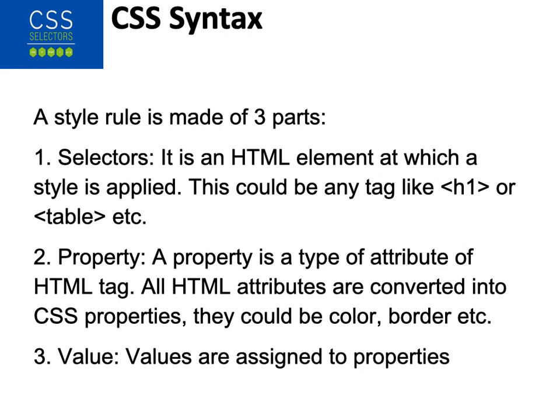Property is a type of attribute of HTML tag. All HTML attributes are converted into CSS properties. They could be color, border, etc. Values are assigned to properties.